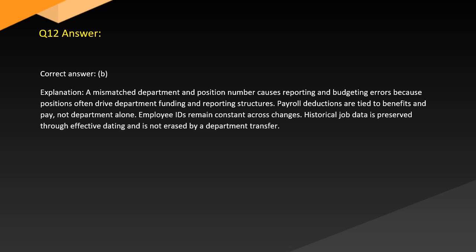Answer. Correct answer. B. Explanation. A mismatched department and position number causes reporting and budgeting errors because positions often drive department funding and reporting structures. Payroll deductions are tied to benefits and pay, not department alone. Employee IDs remain constant across changes. Historical job data is preserved through effective dating and is not erased by a department transfer.